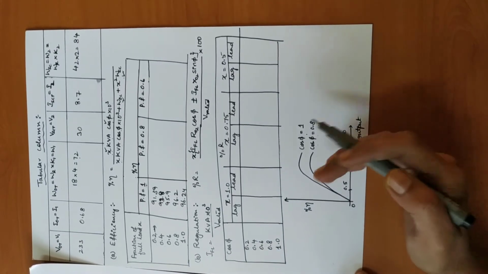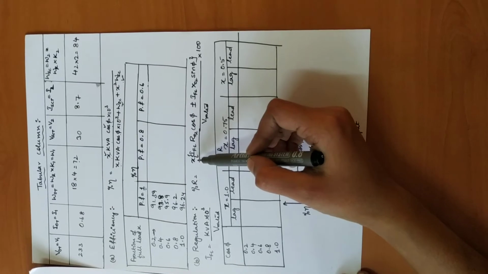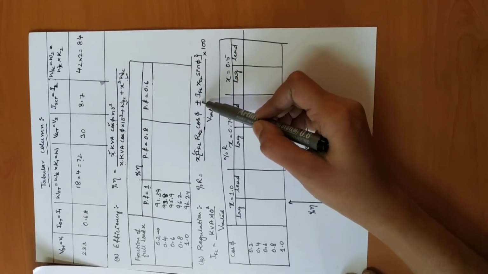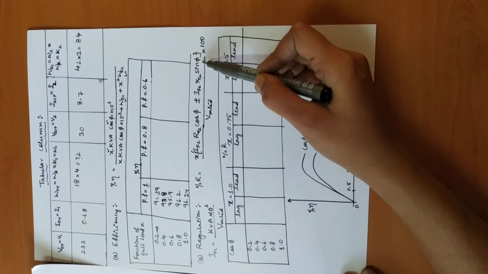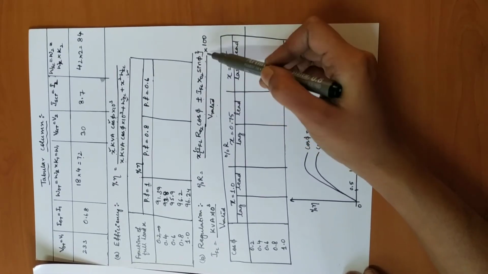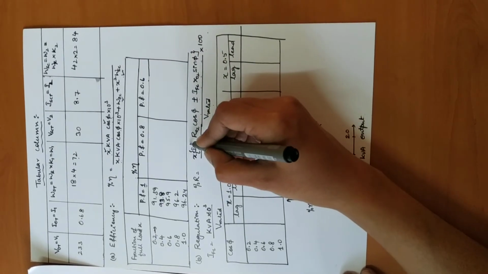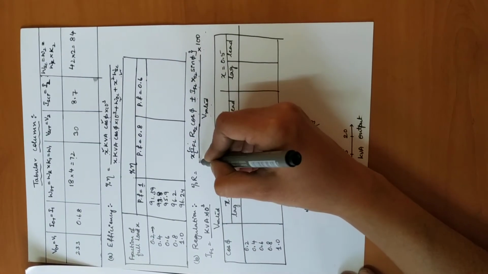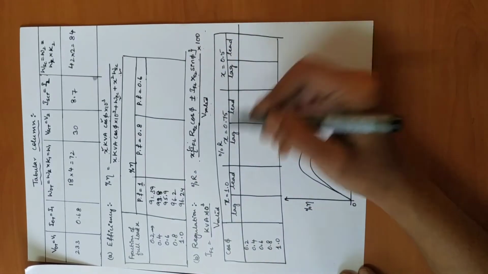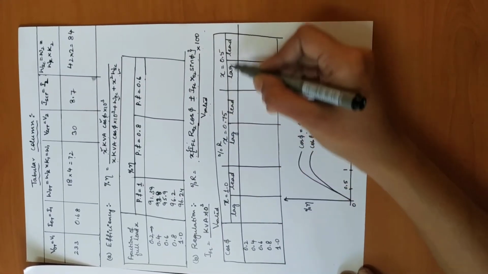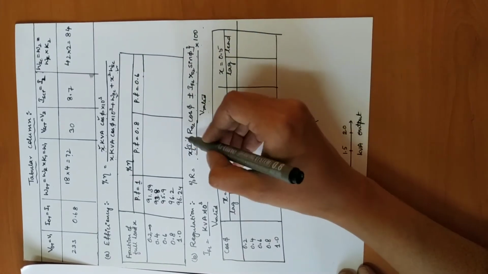The regulation is defined with the formula x into IFL into R02 into cos phi plus or minus IFL into X02 into sin phi, divided by the rated voltage V, multiplied by 100. So here the question is how to find out the IFL. x is nothing but the different fractions of the load. So for the different fractions of load I am taking 1, 0.75 and 0.5. Then what will be the IFL?